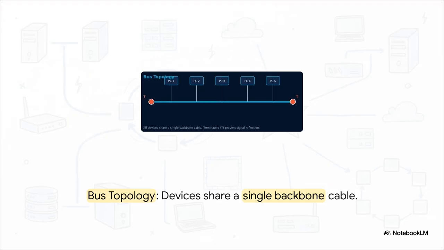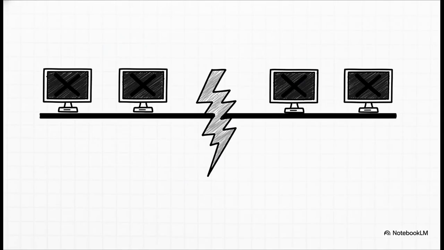Imagine a single straight road. That's essentially your bus topology. All your devices share one main common cable, which we call a backbone. Data gets broadcast out to every single node, but only the intended recipient actually accepts it. And see those markers at the very ends? Those are terminators. They are absolutely essential because they absorb the signal and stop it from bouncing back and scrambling all the network traffic.